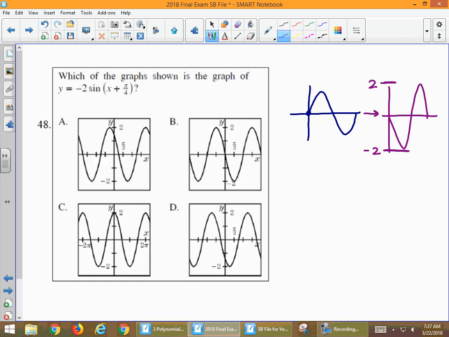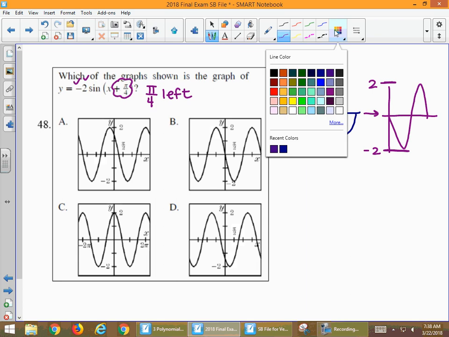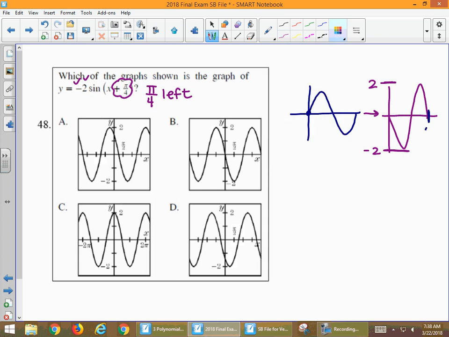So if there was an option that didn't have an amplitude of 2, we can get rid of that. So we've dealt with the negative, dealt with the 2. The last thing here is plus pi over 4. So we have a phase shift of pi over 4 to the left. And remember, the normal period of our function is 2 pi. So half is pi, over 2. Another half of that is going to be pi over 4.